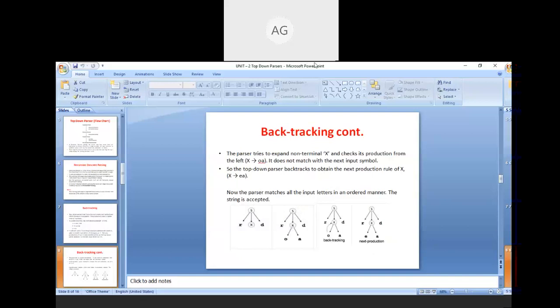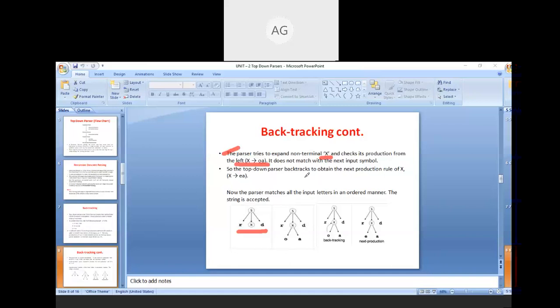As you can see from the diagram, here S is converted to R, H and D. Now there are 2 productions which start from H. One is OA and the other is EA. The parser tries to expand the non-terminal H and checks its productions from the left. H produces OA. So first we try the first option.